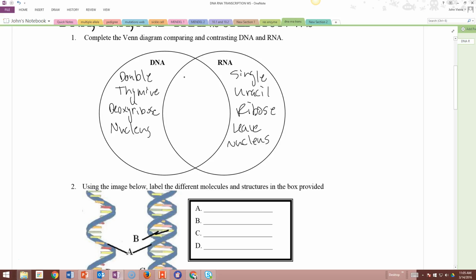They're the same because they both store genetic information. They both contain nucleotides that are ultimately a phosphate group, some sort of sugar, regardless of the differences, and a nitrogen base.